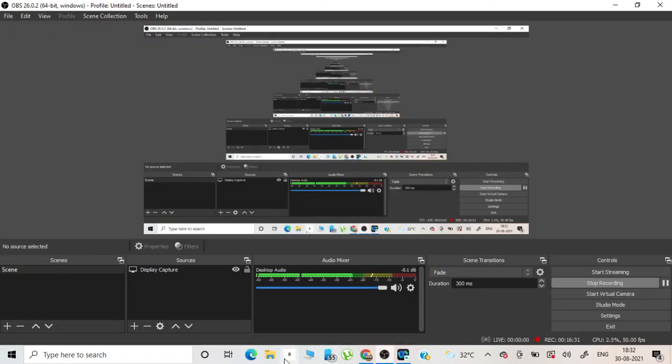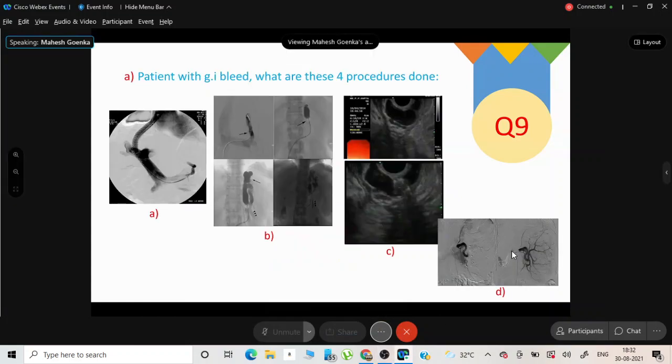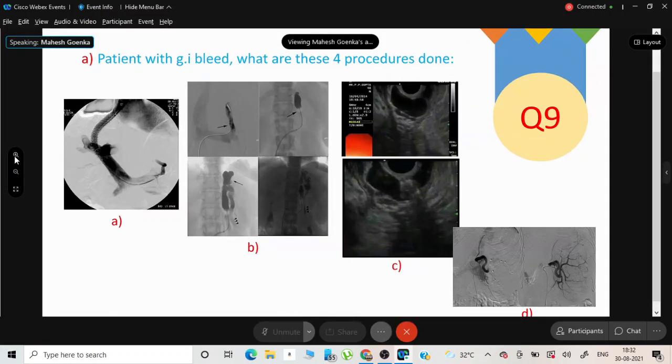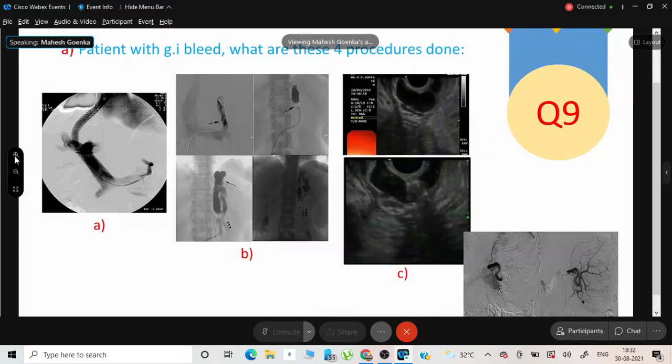Questions today. So we've already finished 2/3. This question again has two components. So this is component A. It says that patient with GID, these are the 4 procedures which have been done. So you have to just tell us what procedures are they. You can see they're labeled as A, B, C, and D. So there are 2 components. This is the first component.